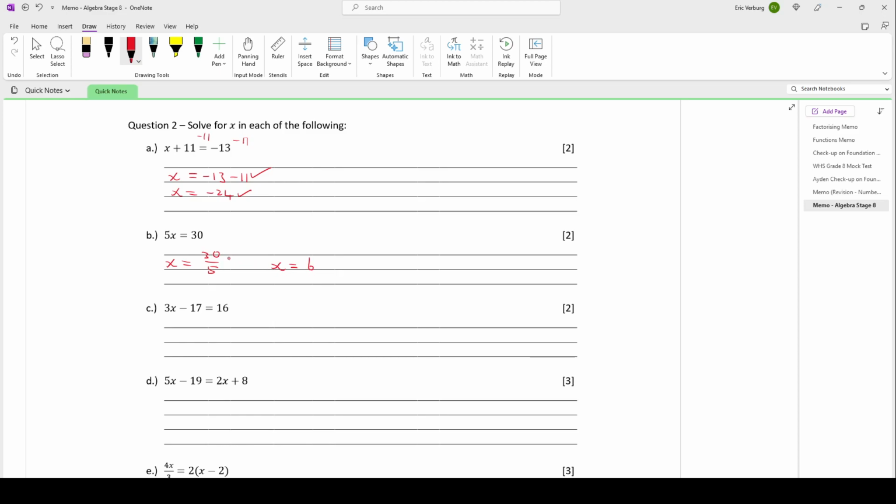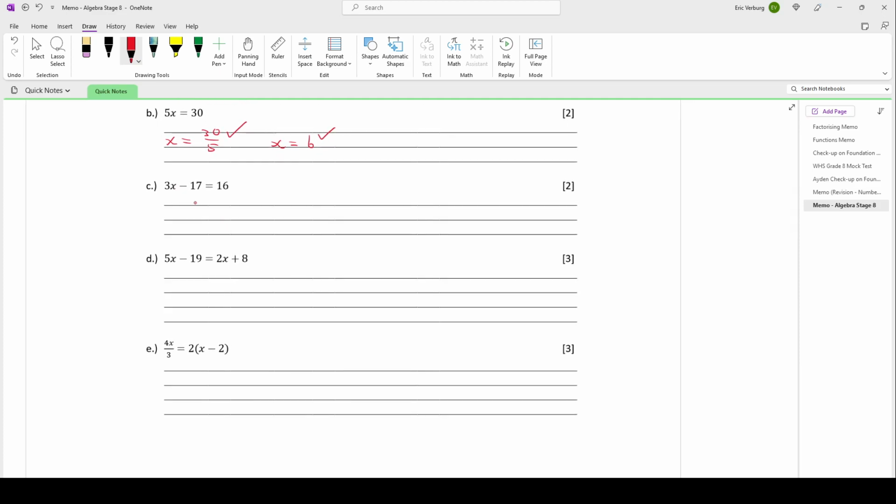So again, first mark is for knowing that we have to divide to get rid of a times, and then for the calculation. And that's it. Next up, 3x minus 17 equals 16.